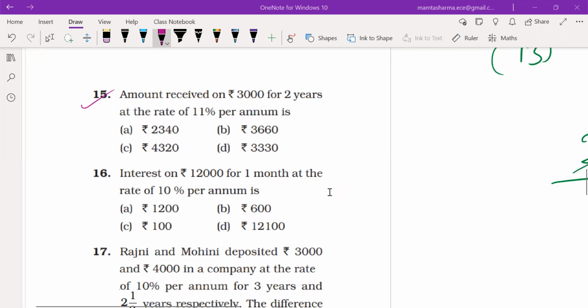Yes, ma'am. Interest on 12,000 at this rate. Yes, correct. Ma'am, I remember this question from the test only. Ma'am, 600? 600 is not in the option. My answer is correct, ma'am. Option, see the option first. Oh, ma'am, I'm doing the below. Ma'am, he is doing the 16th one. Oh, 16 one. Okay. Yes, ma'am, sorry. Do the 15 one first.